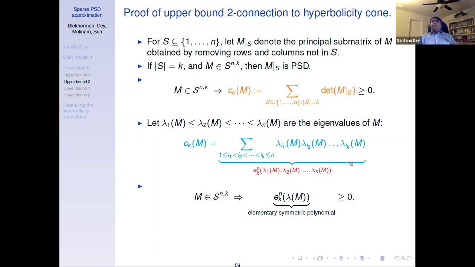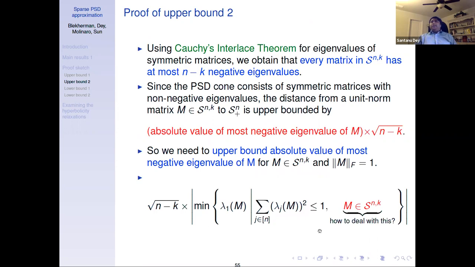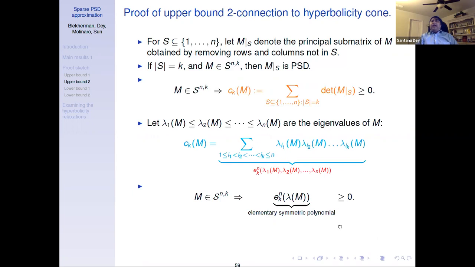But all of this story is to say the following. What we know is that if M is in SNK, then this elementary symmetric polynomial of the eigenvalues of matrix M is non-negative. Now notice this is an expression in the eigenvalues, so I could take this expression and plug it in here, and now I have an optimization problem in only these eigenvalues. We will do something like that, almost, not quite. While this is quite useful, we can say something more about these eigenvalues in the space of these eigenvalues, and let's try and understand this.